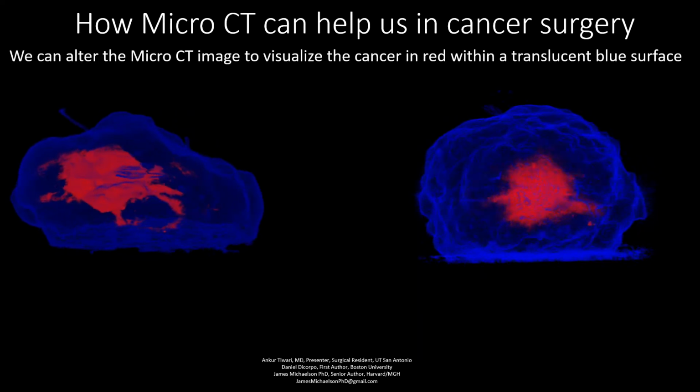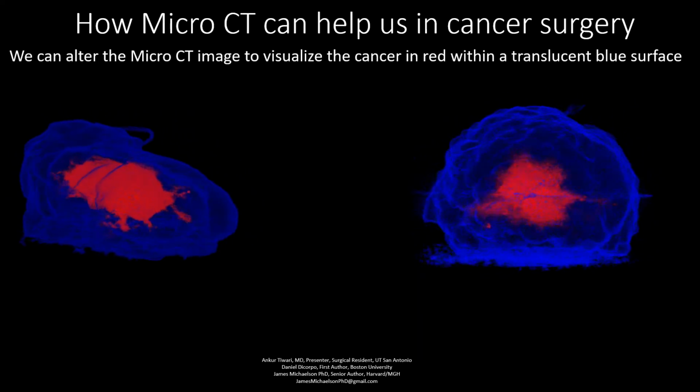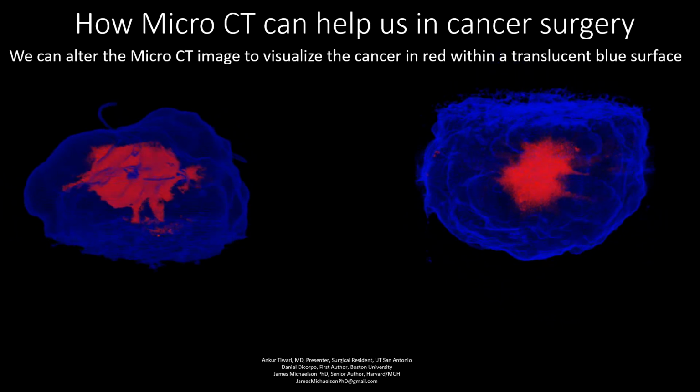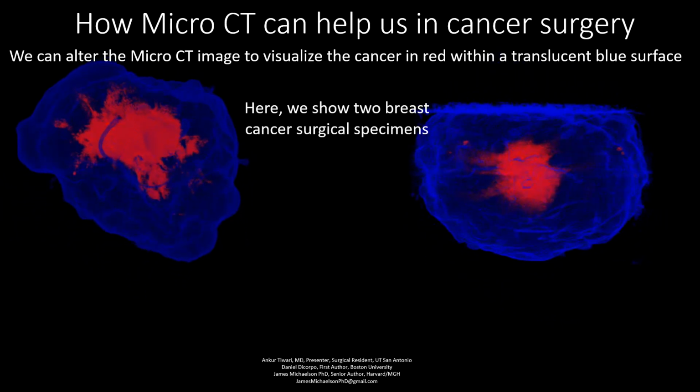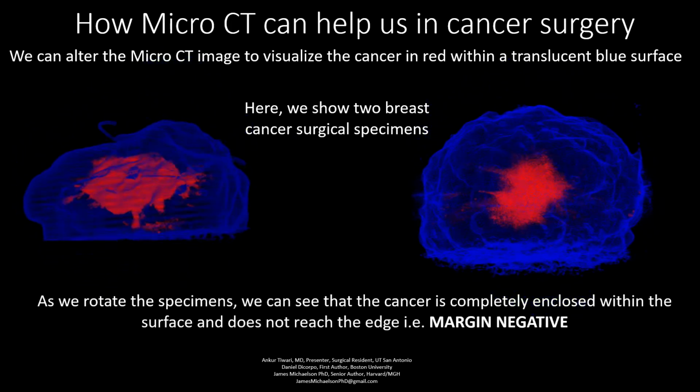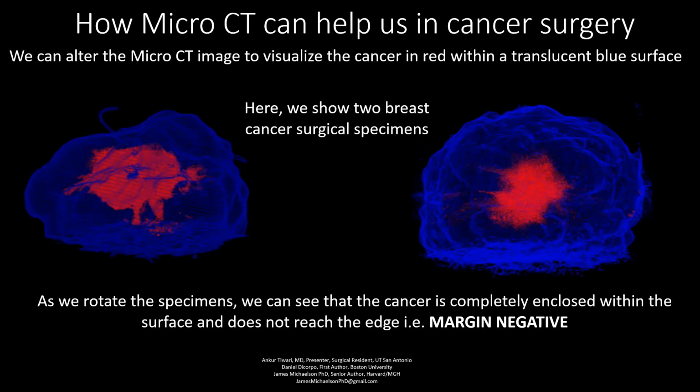We can also alter the micro-CT image to visualize the cancer in red within a translucent blue surface. Here we show two breast cancer surgical specimens, and as we rotate the specimens, we can see that the cancer is completely enclosed within the surface and does not reach the edge, that is, margin negative.